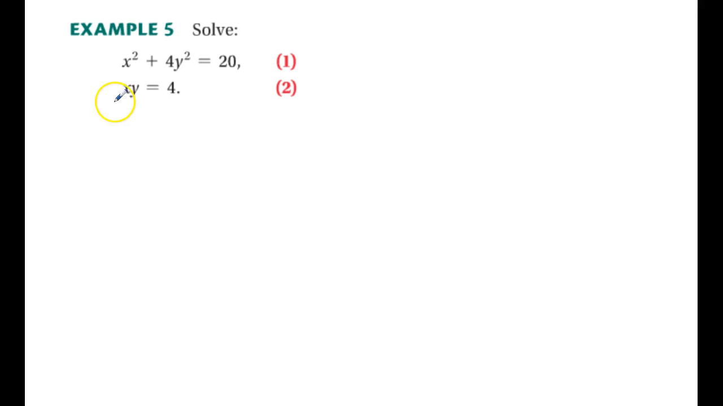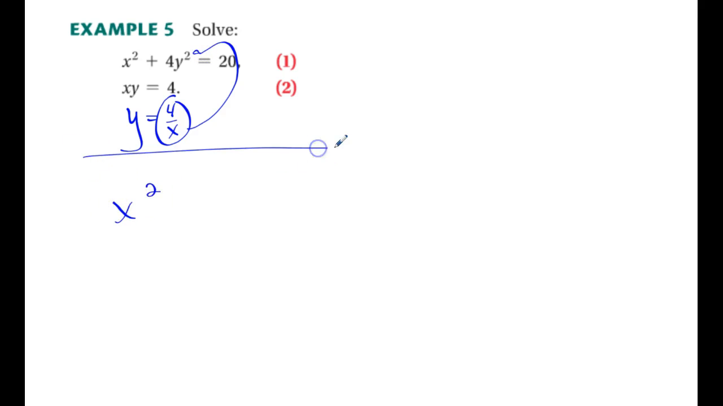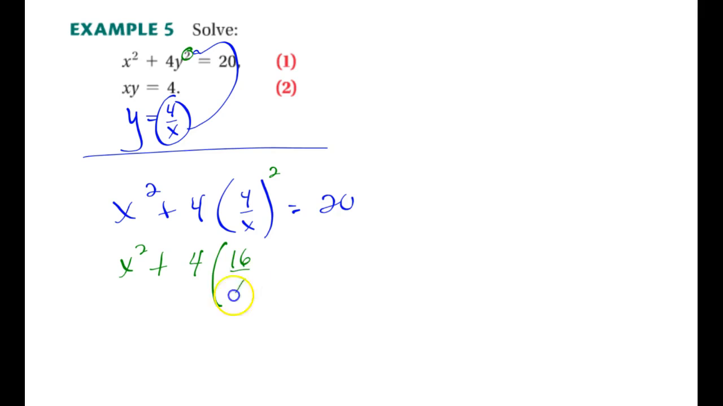Another example would be, well, this is a substitution problem probably too. Maybe I'll solve for y. I could solve for x as well. And I'll take this y value and plug it in up here. So I'll get x squared plus 4 times the y value equals 20. I'm going to choose to multiply everything through by x. Oh, I don't need to do that because I forgot this thing is being squared. So this is actually x squared plus 4 times 16 over x squared.